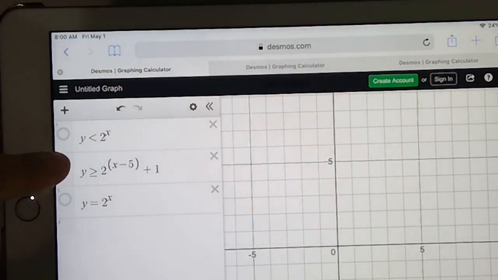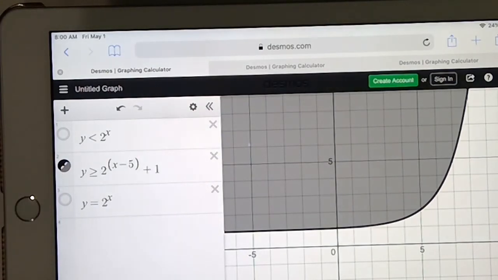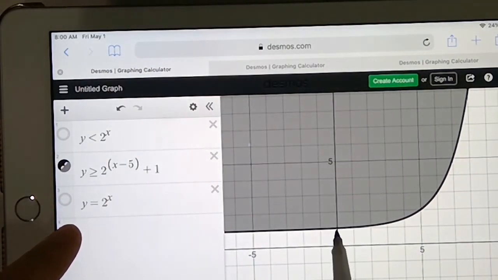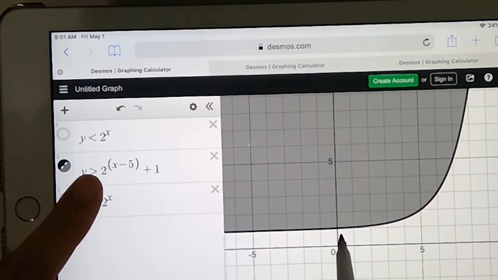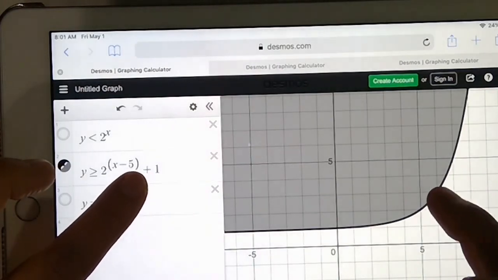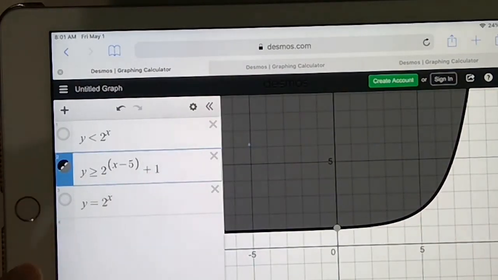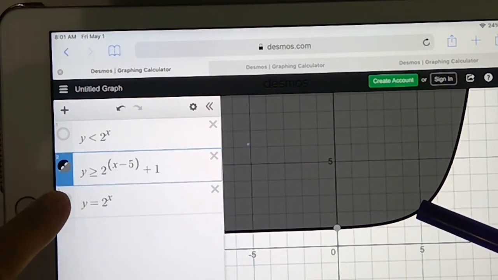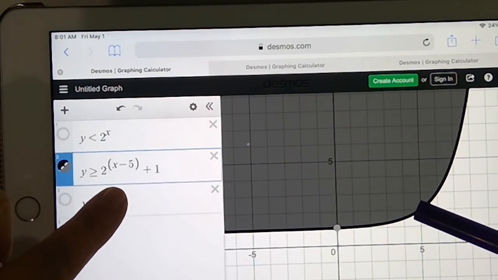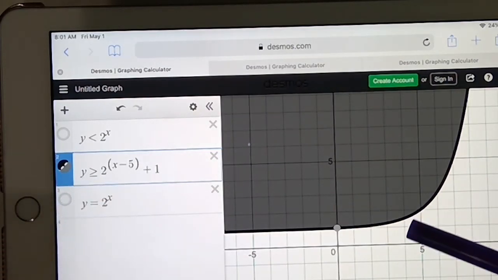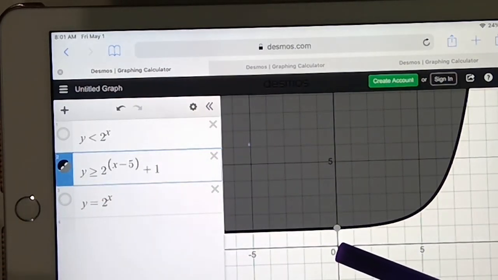This one, same thing, you're going to graph it. You're shifted from here, right 5, 1, 2, 3, 4, 5, up 1. Okay, so that's right there. Your asymptote is at y equals 1, and it's a solid line because it's equal to. Again, you'd plug in a test point. 0, 0 makes it false. So then this is the false side. You're going to shade the true side. Okay?